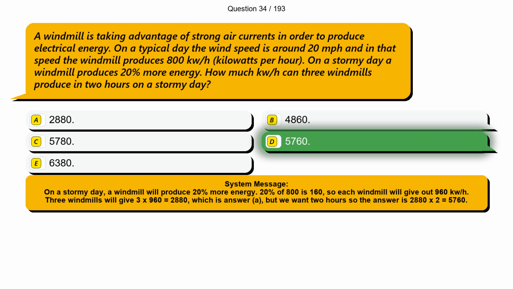5,760. On a stormy day, a windmill will produce 20% more energy. 20% of 800 is 160, so each windmill will give out 960 kW/h. 3 windmills will give 3 times 960 equals 2,880, which is answer A, but we want 2 hours, so the answer is 2,880 times 2 equals 5,760.